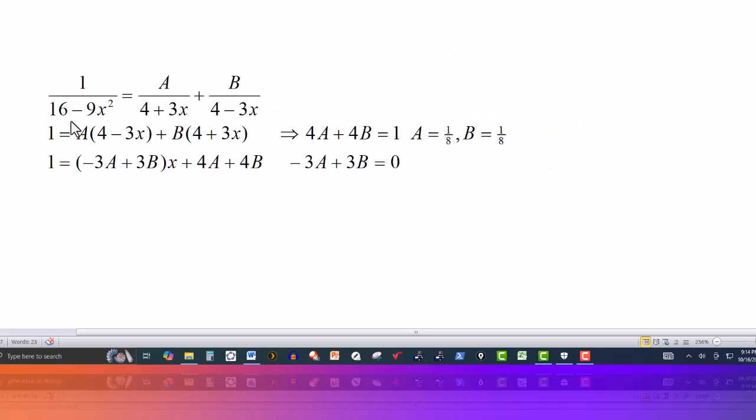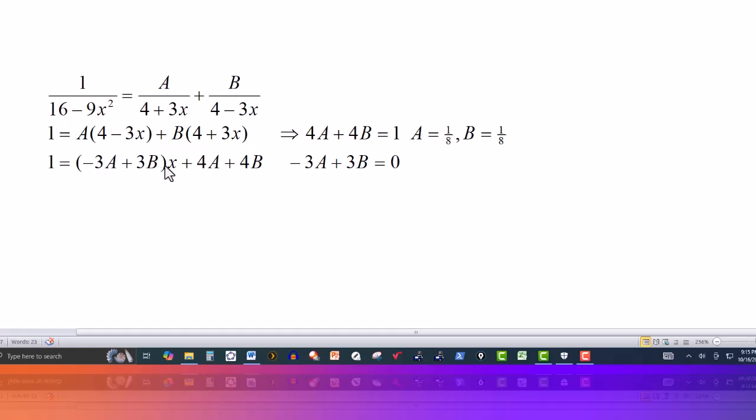So here's the setup. It factors into 4 plus 3x and 4 minus 3x. They're both linear, so I have a constant over the first factor, another constant over the second factor. And again, it doesn't really matter what order you put these in the denominator. The 4 minus 3x could go first, and then the 4 plus 3x. There it is. Then we clear the fractions, multiplying both sides by the LCD, and we get the second equation: 1 equals A(4 minus 3x) plus B(4 plus 3x).